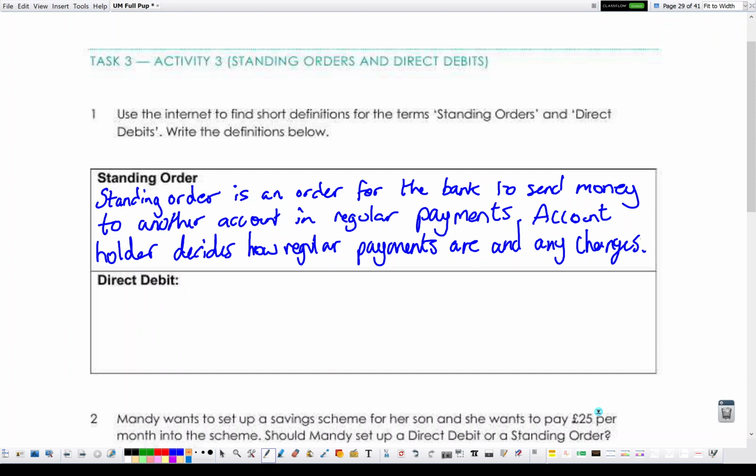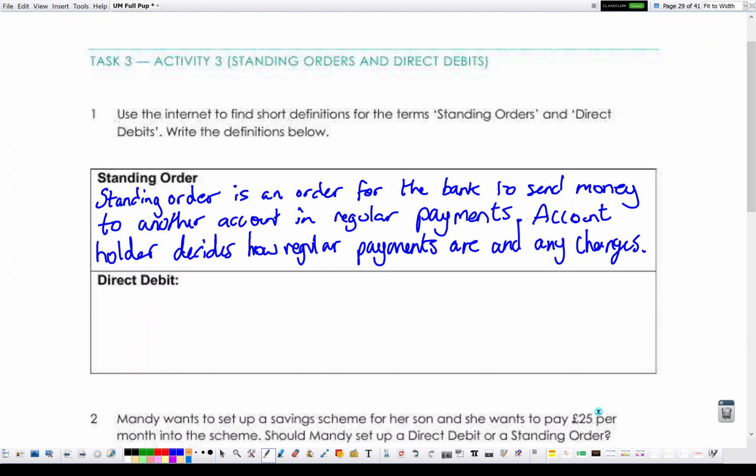They're just paying it into another account. They tell the bank, I want to pay £100 from my bank account to person X's bank account every month. And it will keep on happening until they decide to change it, to change how regular it is or the price of it. That's the big difference between a standing order and a direct debit. It's basically the account holder is in charge.